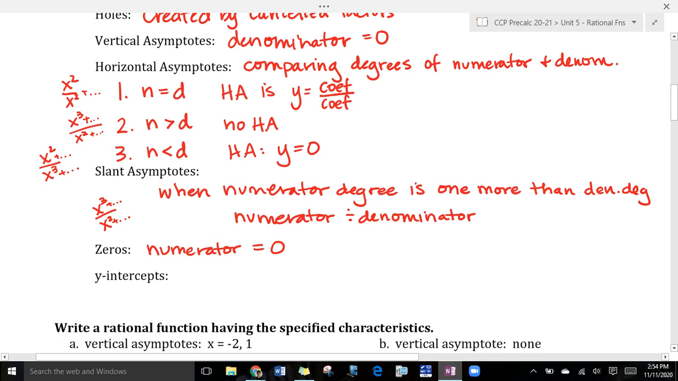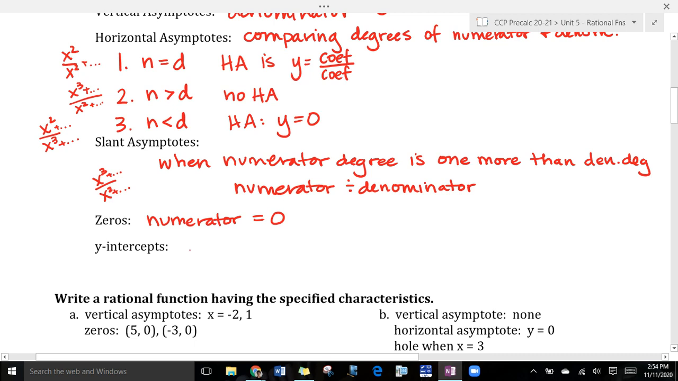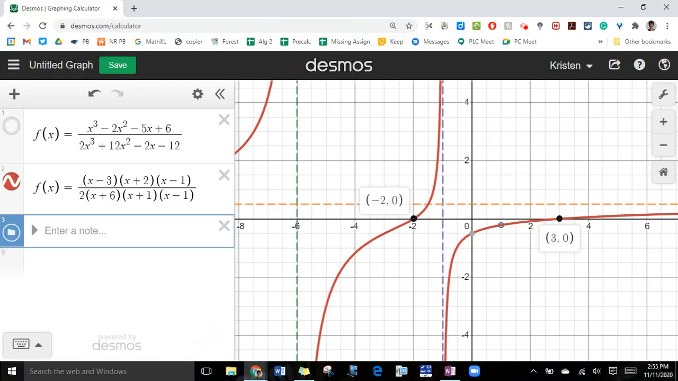And then the last thing that we'll be finding for our functions are the y-intercepts. And again, just like with our polynomials, we find a y-intercept by setting x equal to 0. Okay, so those are pretty much the same thing. Zeros are going to come from the factors in the numerator. The y-intercepts are going to be coming from when x equals 0. So I'm going to go back to my graph. We'll see if we can find those y-intercepts.